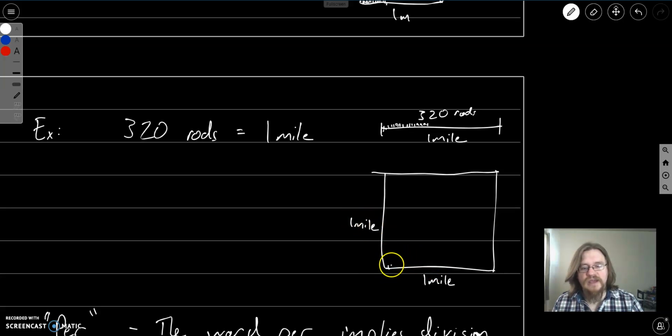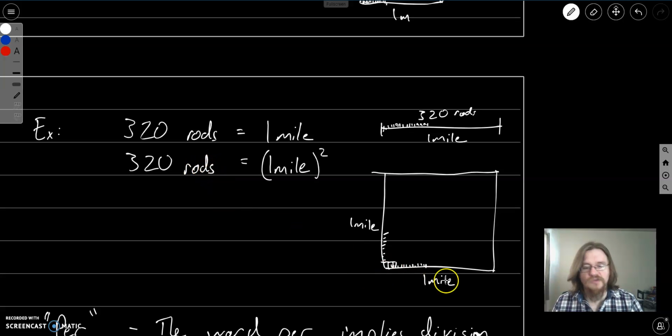So then if I had 320 rods going this way and 320 rods going this way, how many squares that are 1 rod by 1 rod would I have in here? Well, again, if I'm talking about squares, I'm going to square things. So 1 mile squared should be the same thing as 320 rods by 320 rods. So we'll square that. And then here, 1 squared, well, that's just going to be 1 mile, 1 square mile.